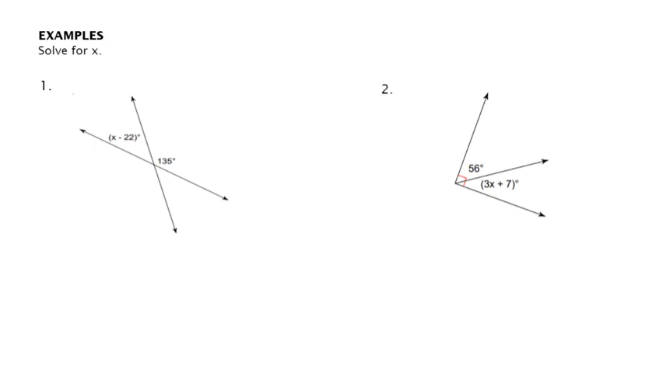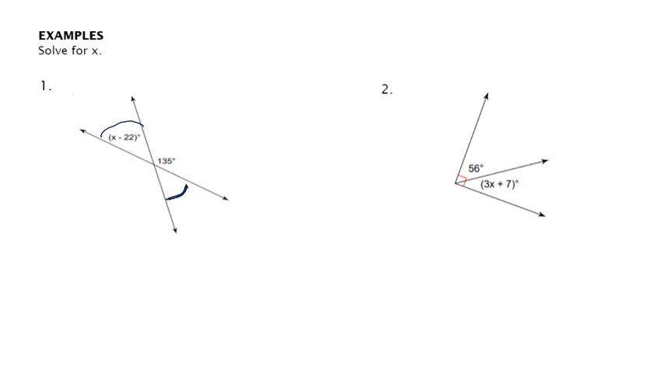So for these two examples, the first thing we have to do is identify the angle relationship, right? We can't just assume we always add up to 180 or add up to 90 and set them equal. We have to look at the diagram, mark the diagram, and identify what the relationship is. So if I look at this, I see I have x minus 22 and 135. If I look at these two angles, they're not vertical angles, right? Because the vertical angle would be down here.